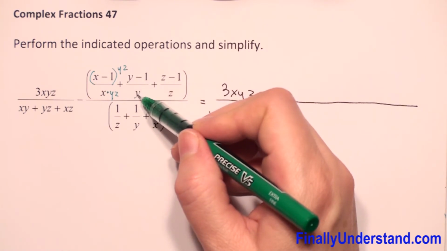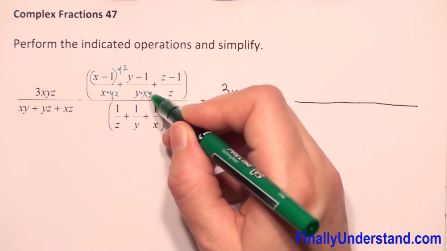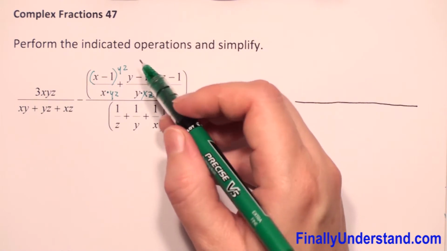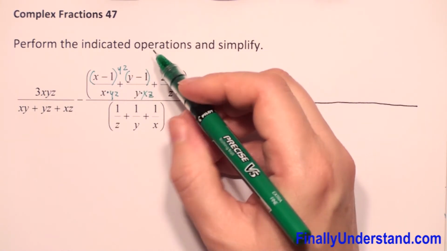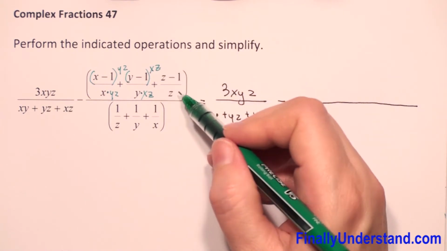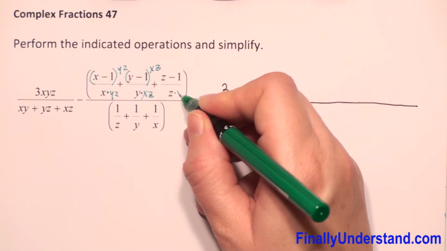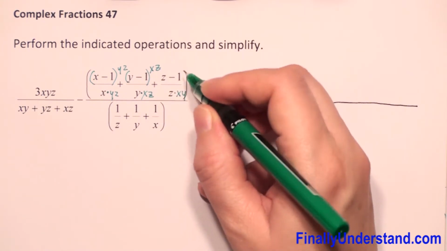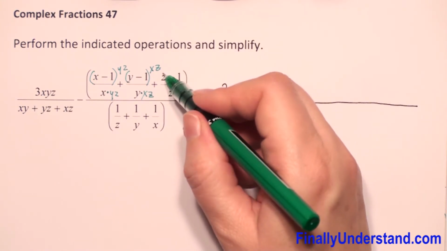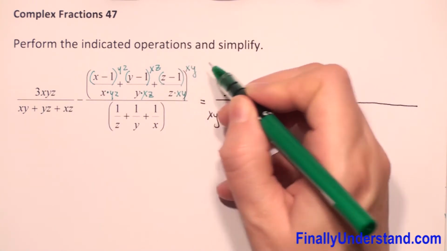Next denominator, because I need xyz, I have to multiply by xz. Whatever I did with the denominator, I have to do the same with the numerator, so it will be times xz. And for the last fraction, we have only z, so I have to multiply times xy. Whatever I did in the denominator, I have to do the same with the numerator, so it will be times xy.